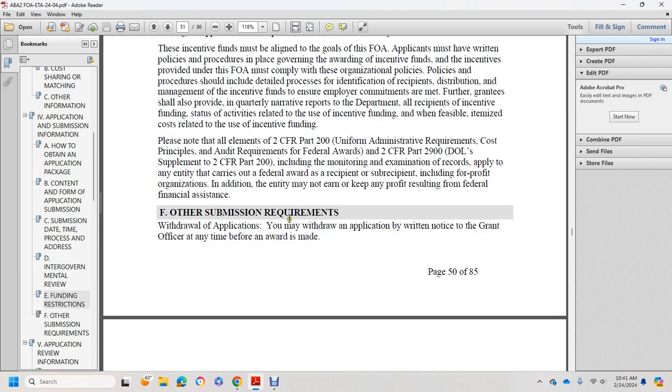Alright, F, other submission requirements. Withdrawal of application. You may withdraw an application with written notice to the grant officer at any time before the award is made.